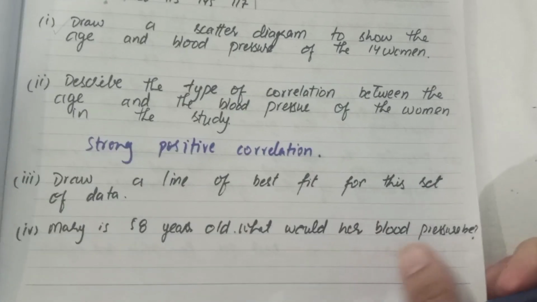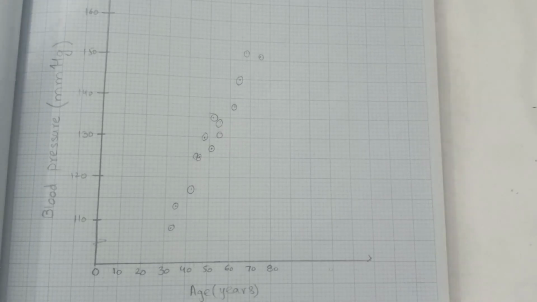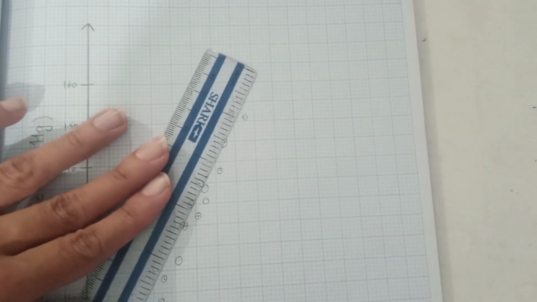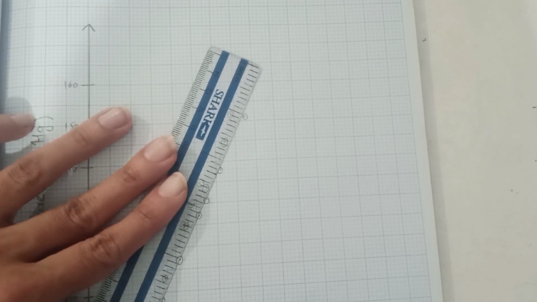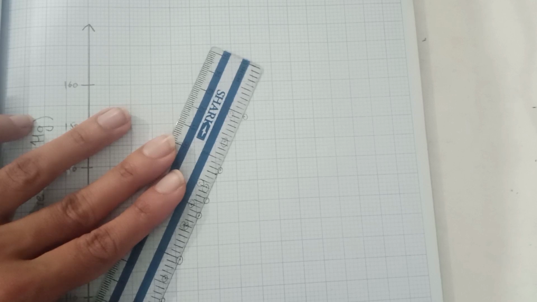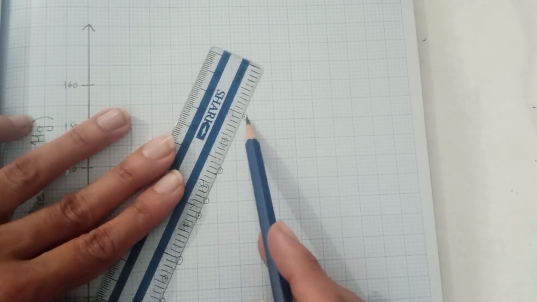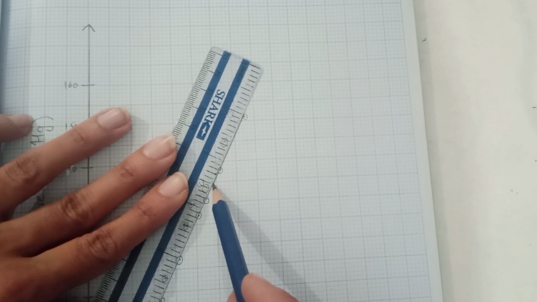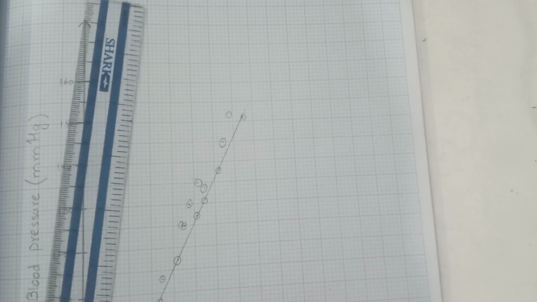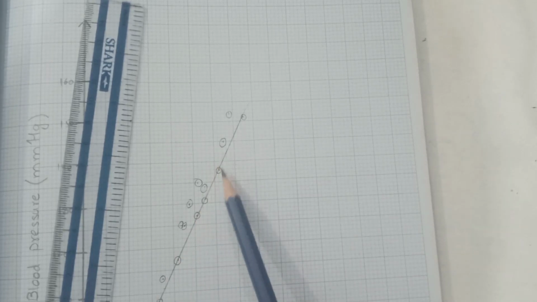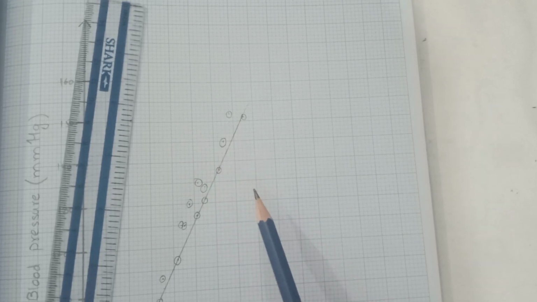Now I have to draw a line which is the best fit. Best fit is that line which covers maximum points. That is the line which is the best fit. Yes. That is the line which is the best fit. 5 points it's covering. And all the points are very near to these points.